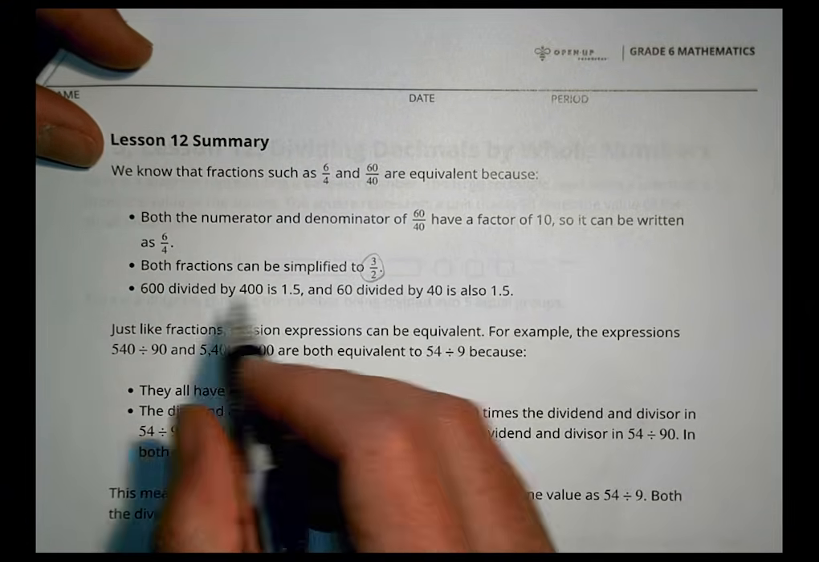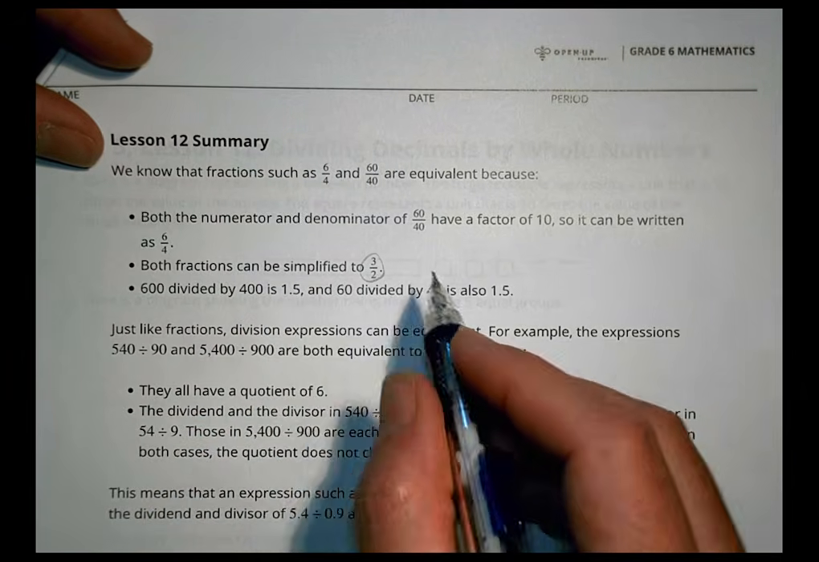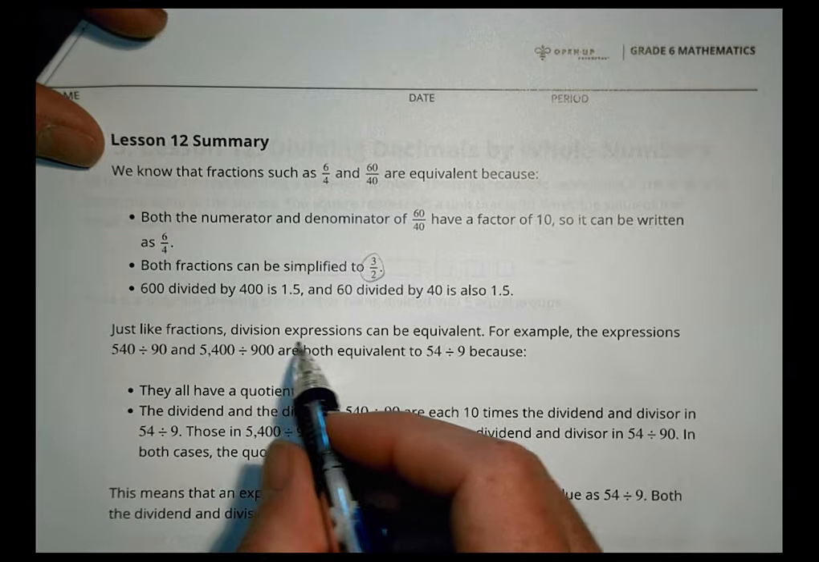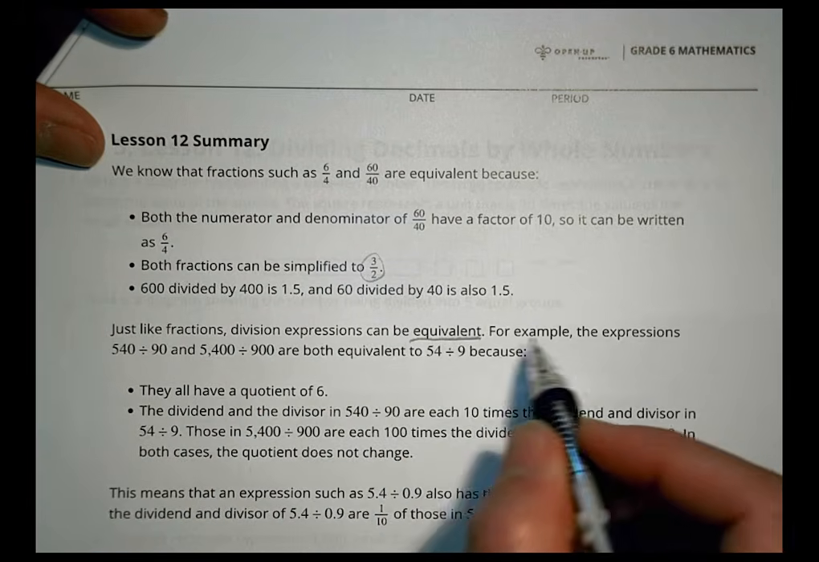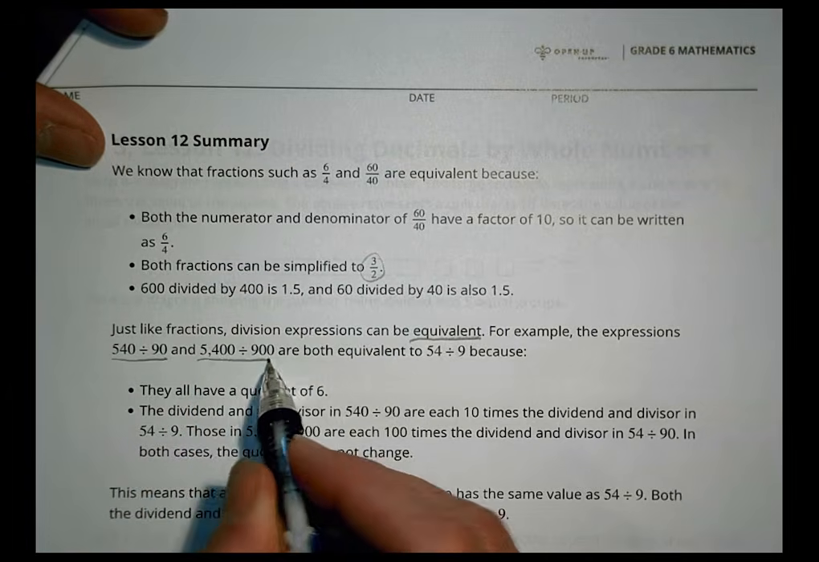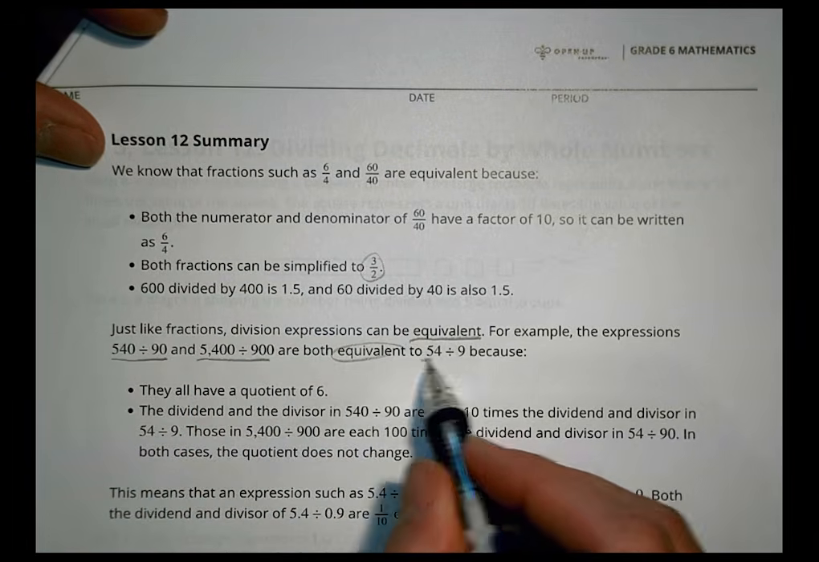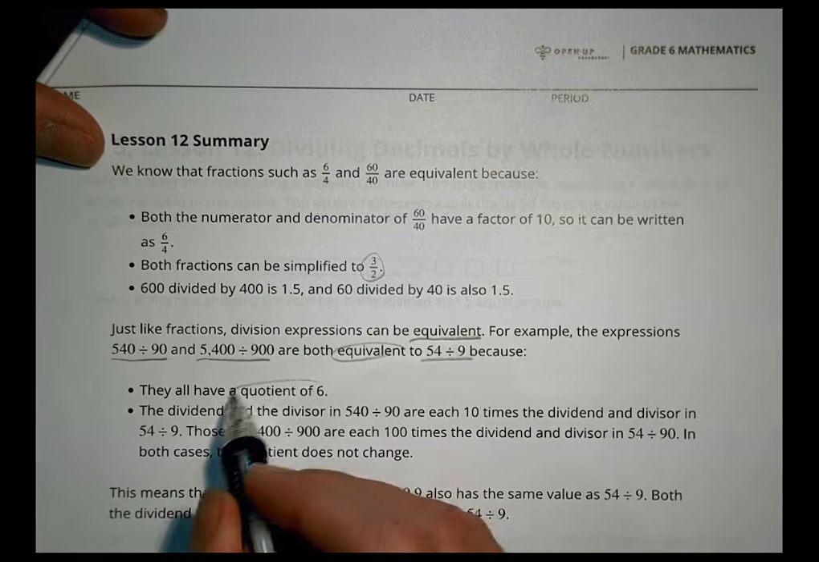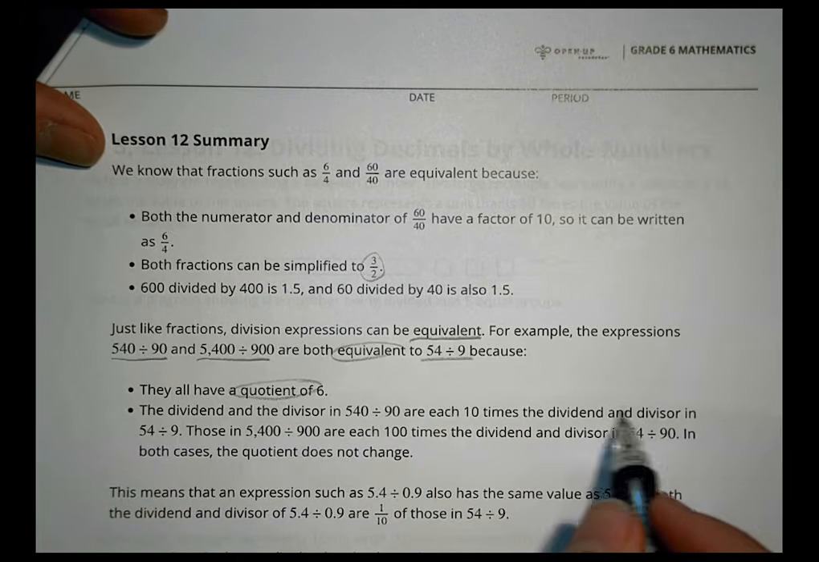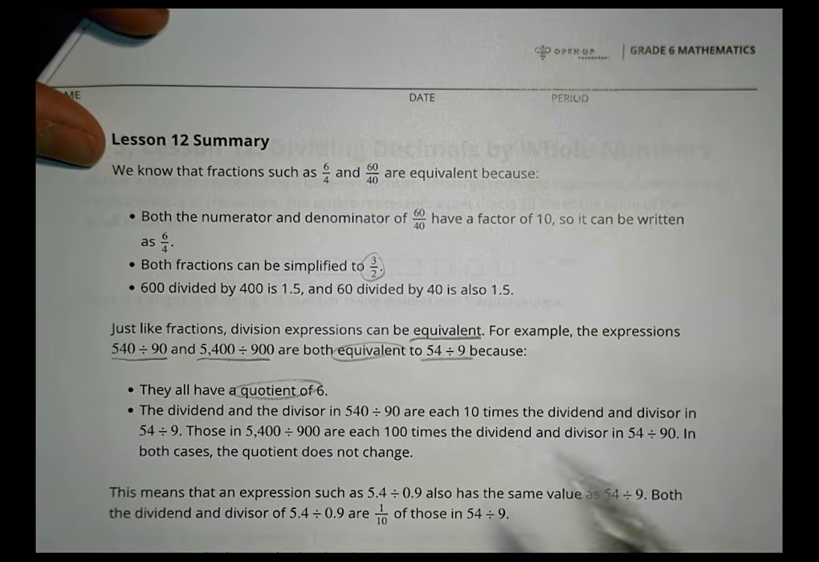And 600 divided by 400 is 1.5, and 60 divided by 40 is also 1.5. So just like fractions, division expressions can be equivalent. For example, the expressions 540 divided by 90 and 5400 divided by 900 are both equivalent to 54 divided by 9 because they all have a quotient of 6, and you can see that they're 10 times the dividend and divisor, or 100 times, and it works out to be the same thing.